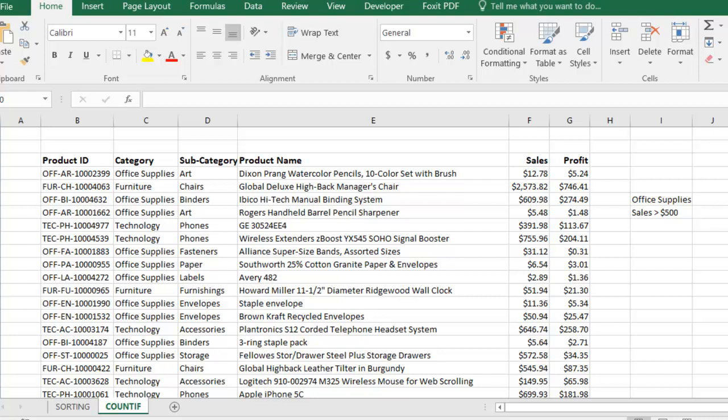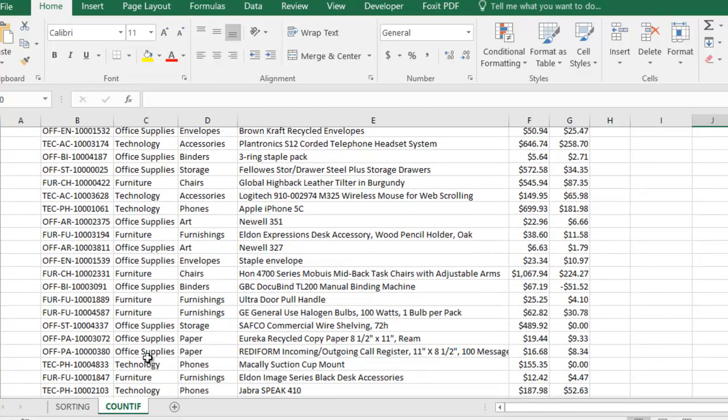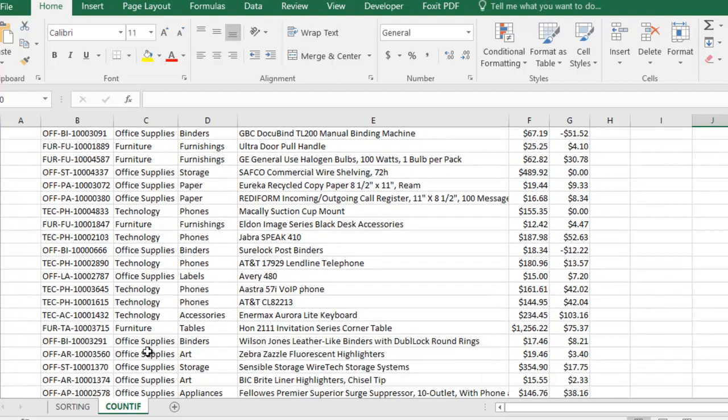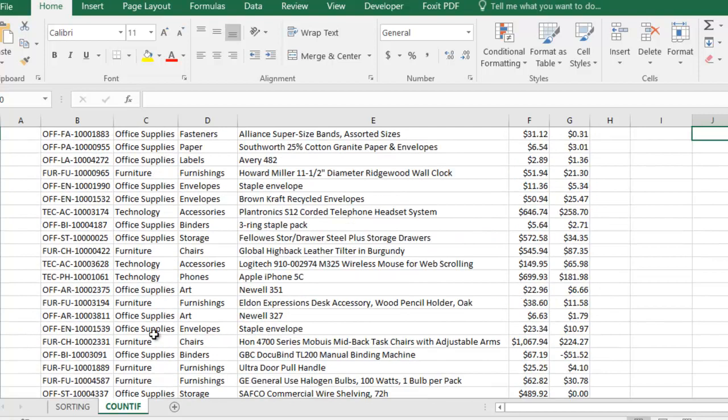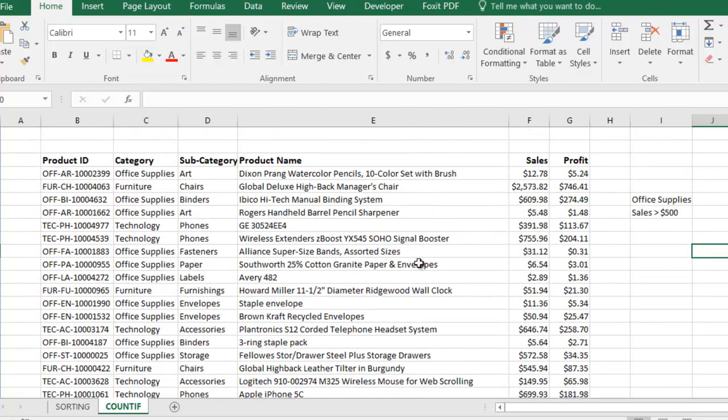Now let's say we wanted to find out how many times office supplies were ordered over a specific period of time. If you look in the list over here, you'll notice that office supplies appears several times all the way down, and the list is much longer than what you can actually see on screen. So instead of physically going there and doing a count, you can ask Excel to do that for you.